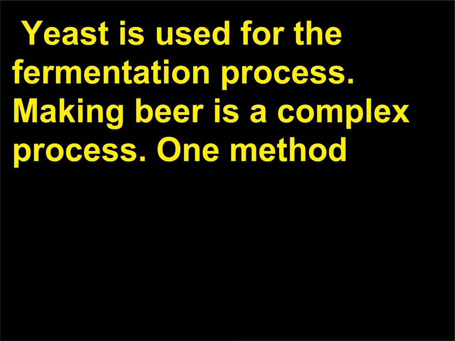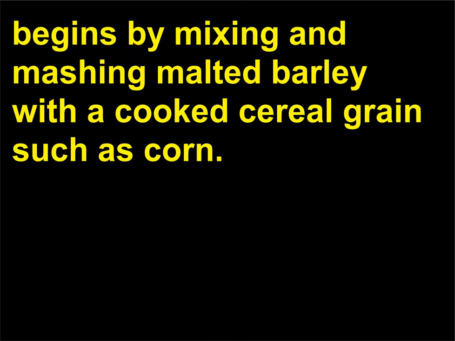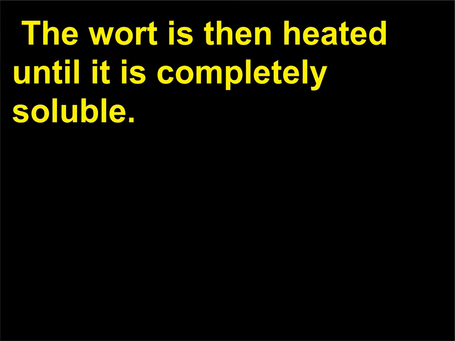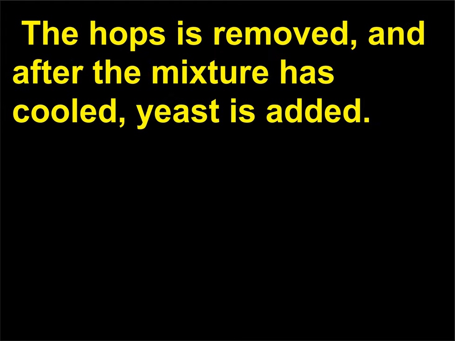Yeast is used for the fermentation process. Making beer is a complex process. One method begins by mixing and mashing malted barley with a cooked cereal grain such as corn. This mixture, called wort, is filtered before hops is added to it. The wort is then heated until it is completely soluble. The hops is removed, and after the mixture has cooled, yeast is added.